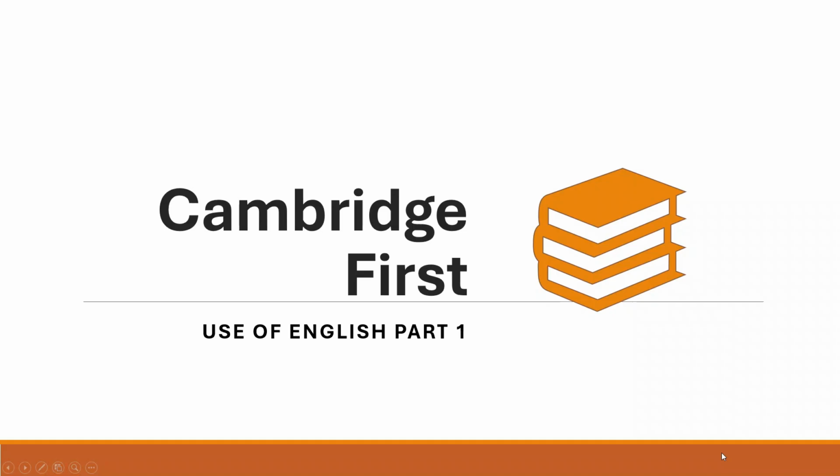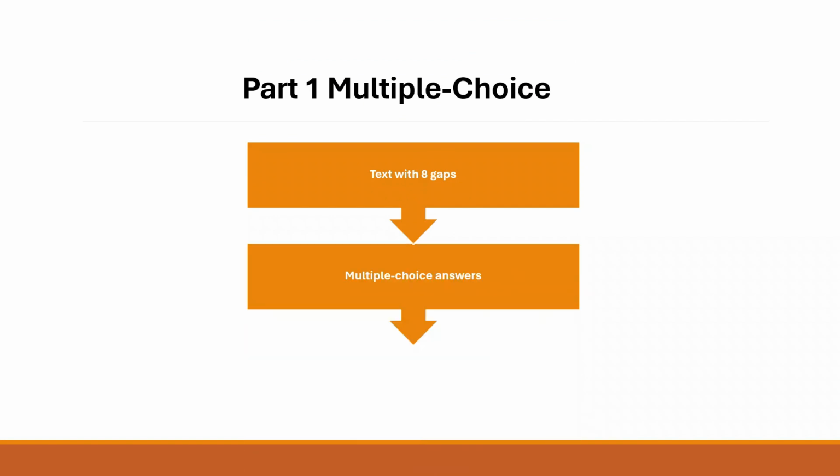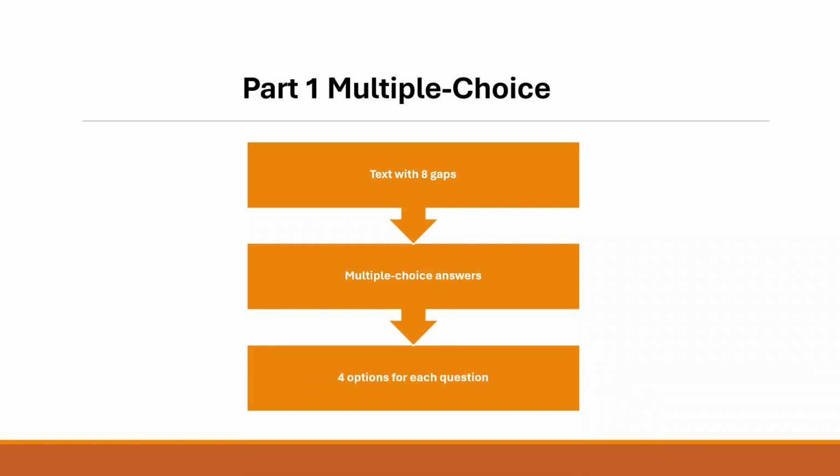In this video, we're going to talk a little bit about the Cambridge First Use of English, and we'll take a look at the Part 1 exercise. So here's some basic information about this exercise. It is a text with 8 gaps in it. There are multiple choice answers, and for each of these answers, there are 4 possible options for each question.